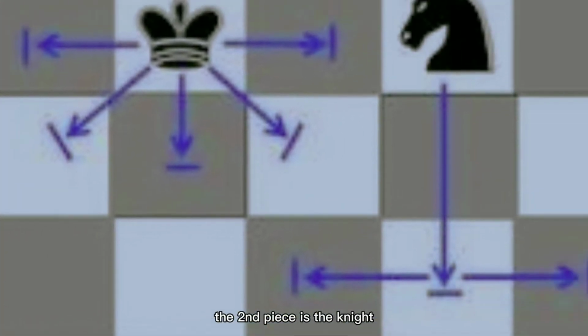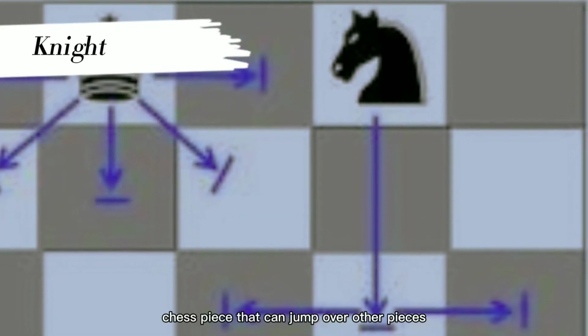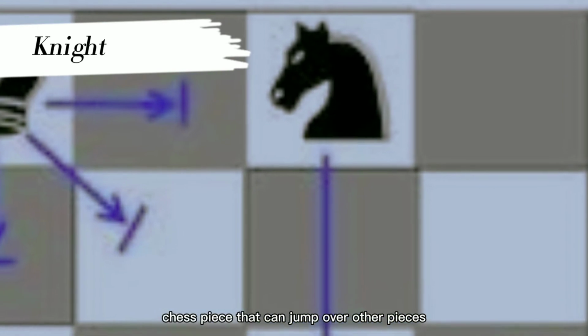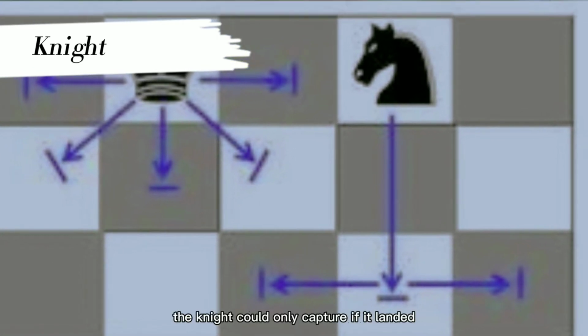The second piece is the knight. Along with the bishops, knights make up the minor pieces. A knight is worth 3 points. It is the only chess piece that can jump over other pieces as part of its normal move in an L-shaped direction: 2 spaces in one direction and then 1 space perpendicular, or vice versa. The knight could only capture if it landed on the opponent's piece.